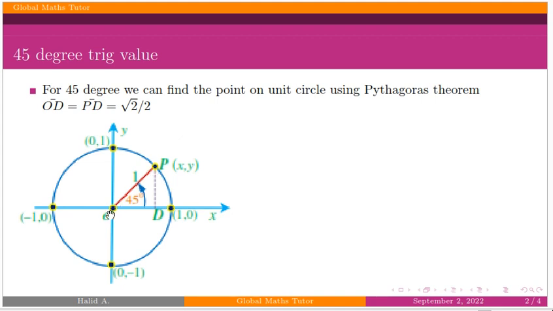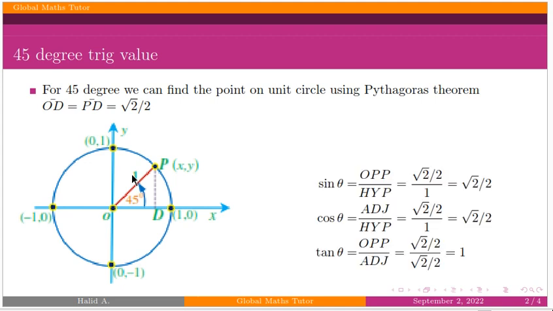So since both x and y are equal, having a value of root 2 over 2, we can find sine by opposite over hypotenuse. Its opposite side will be root 2 over 2 over 1, which gives root 2 over 2. The same for the cos value. So cos theta will be this OD over OP, which gives root 2 over 2 over 1, which is root 2 over 2. And the tan value will be opposite over adjacent side, which gives 1.